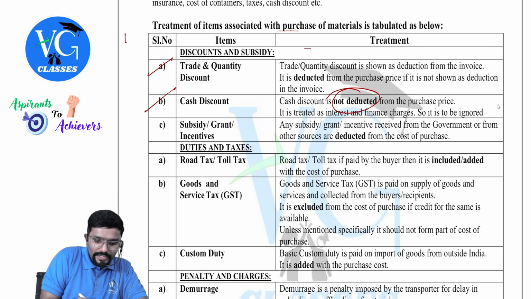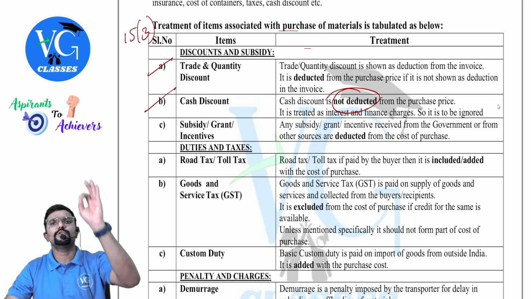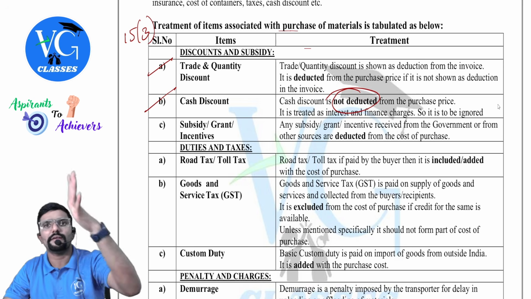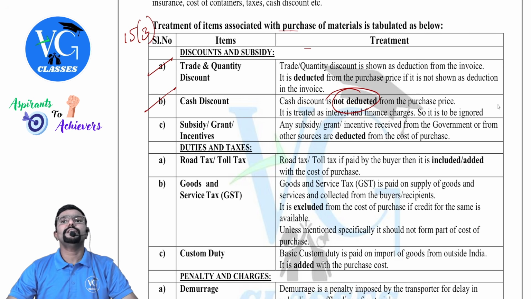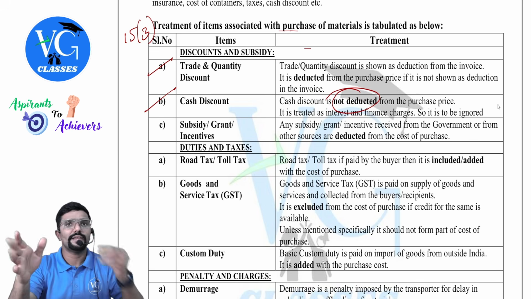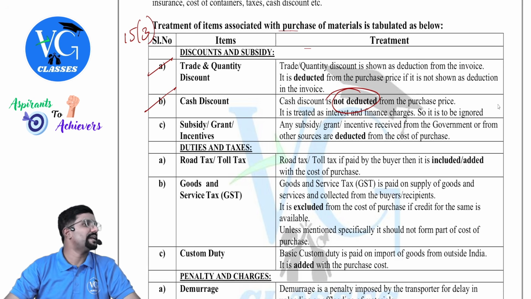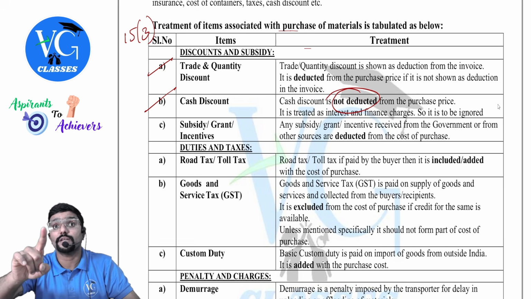15 subsection 3, which talks about discount. There are two types of discount. 15.3a: discount which is given at the time of supply, which is recorded in the invoice. Can we reduce it? Yes, we can reduce it. As per GST, I am talking about it.